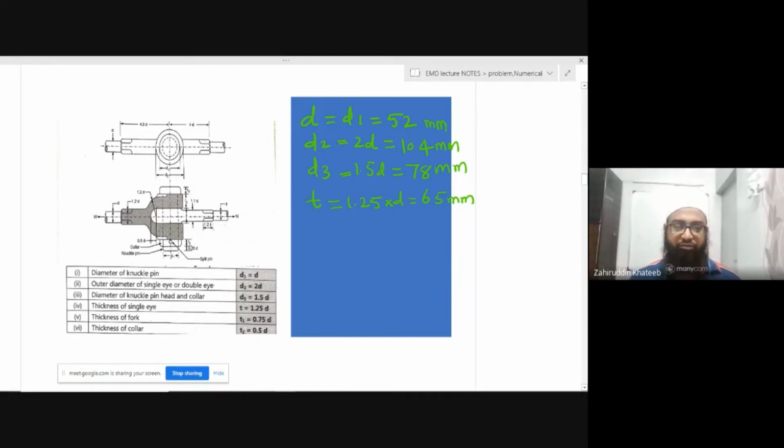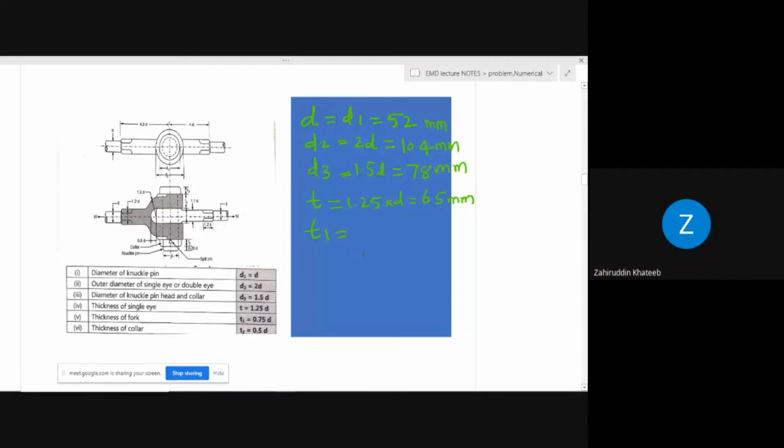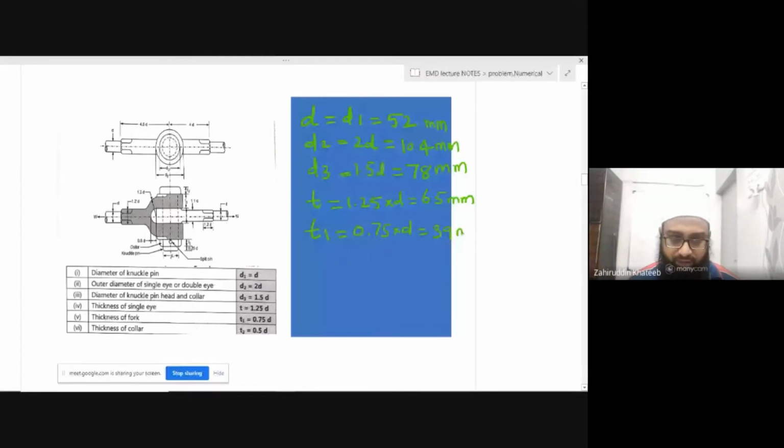These are very simple calculations. 1.25 times d. Then t1 is equal to 0.75 times d, so it comes to be 39 mm. Then we have t2. t2 is equal to 0.5 times d, so it comes to be 26 mm.